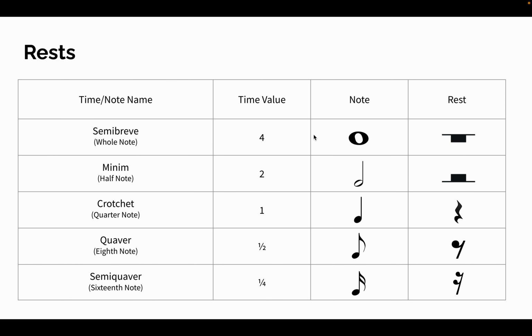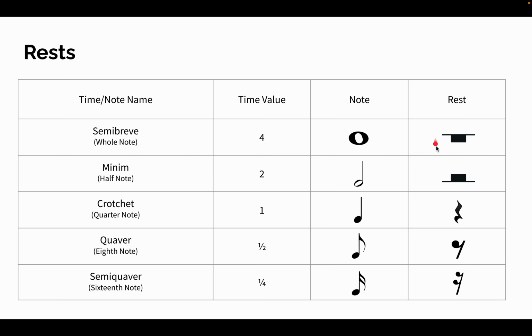Here are the rests that correspond with the previous notes we talked about. On the left, you still have the note names and time values, but now we simplified the big graph structure showing the relationships, and now we put rests.